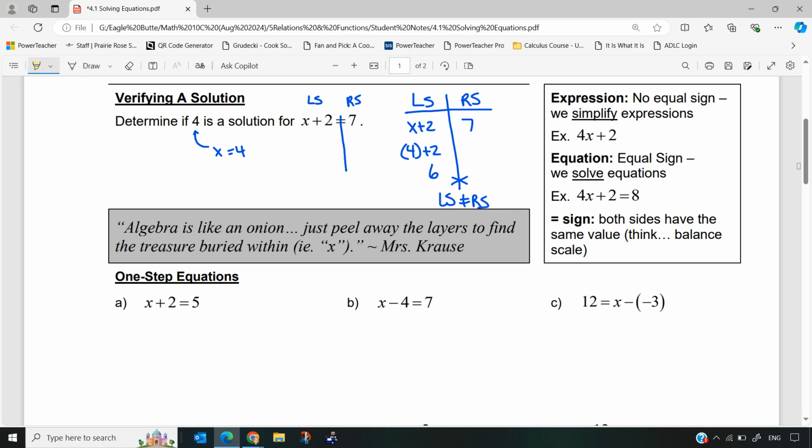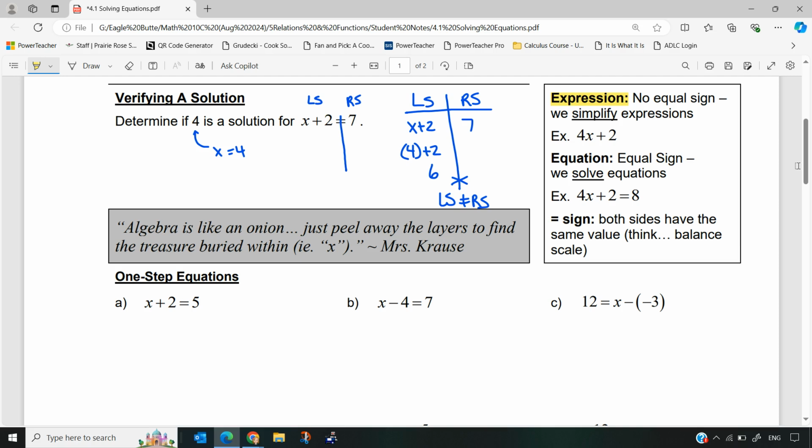Now, as we look off to the side, there's some key vocabulary that I want to emphasize. Often I will hear students use expression and equation interchangeably. It's important that you understand they are different, and the directing words are also related to what it is that we're talking about. When we're looking at an expression, it has no equal sign.